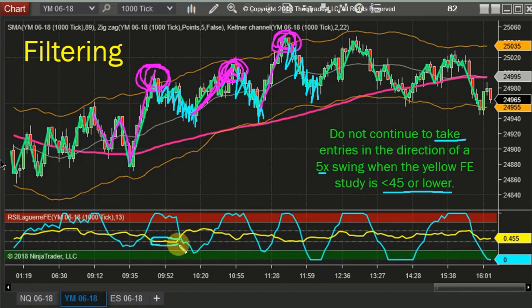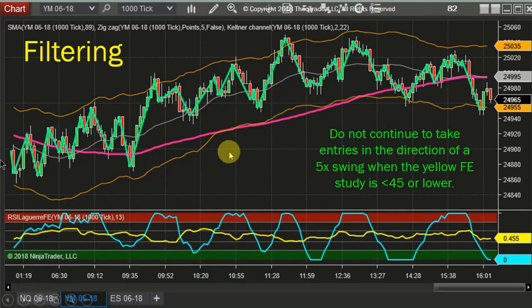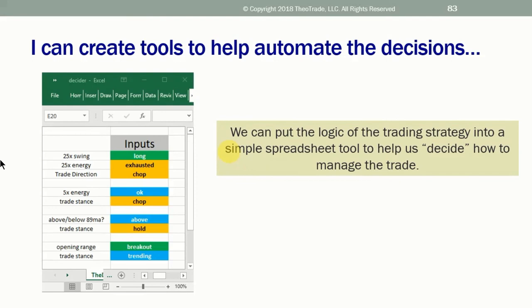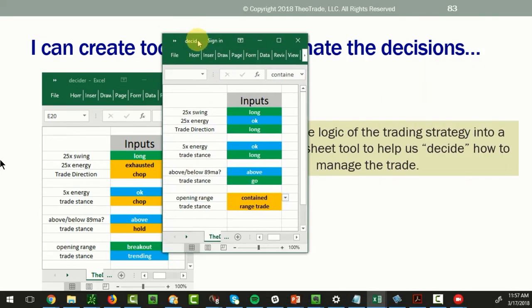You're in exhaustion down here. So look at these places. Exhaustion. Don't chase the long there. This is what we all do. We chase after stuff like dogs chasing cars. We are reactive instead of anticipatory, and we're always going to lose edge when we do that. So I can create tools to help automate these decisions. This is something else that I will include with today's materials.